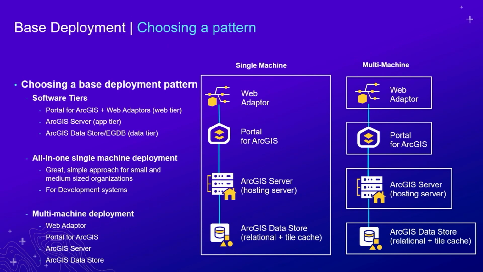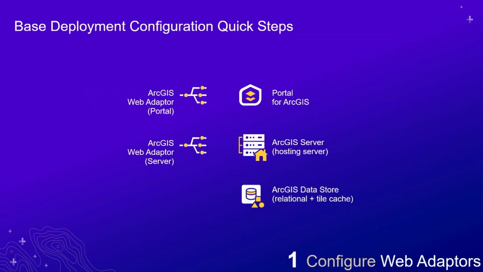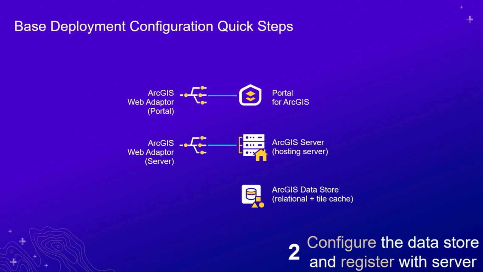All right, so let's take yet another look at that base deployment and see the quick steps involved in getting it set up. You start by configuring the web adapters. After having installed all of the software and not having done any configuration, you configure those web adapters with your Portal for ArcGIS and your ArcGIS Server site. Next step is to configure the ArcGIS Data Store and then register it with your hosting server. This is connecting the 2 components up and making them aware of each other.